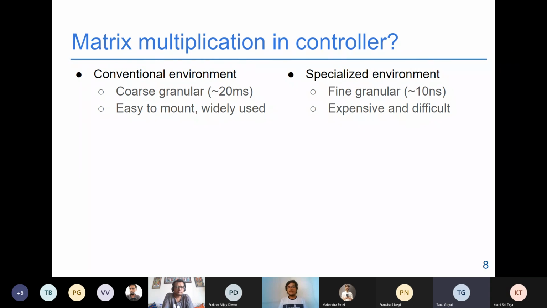Now you might have observed that we have used matrix multiplication in the controller. So at this point in time, I would like to introduce you to two possible attacks in this domain. One is called the conventional attack and the other is a specialized attack.